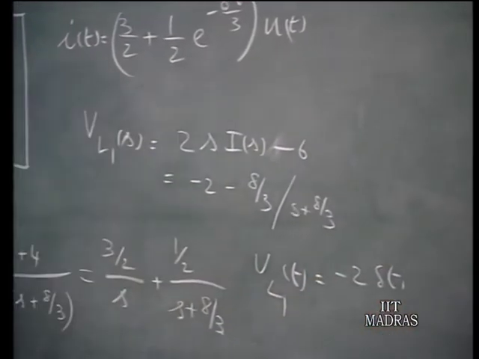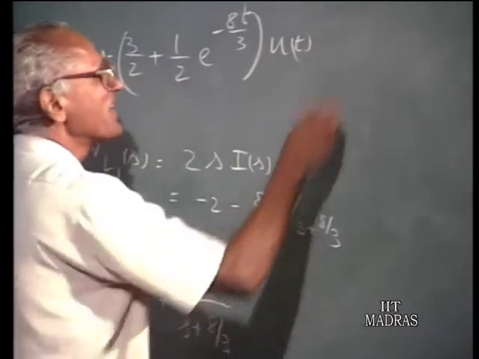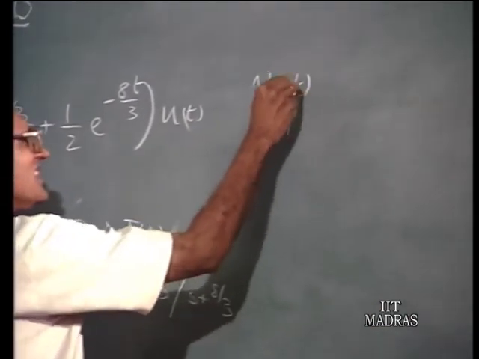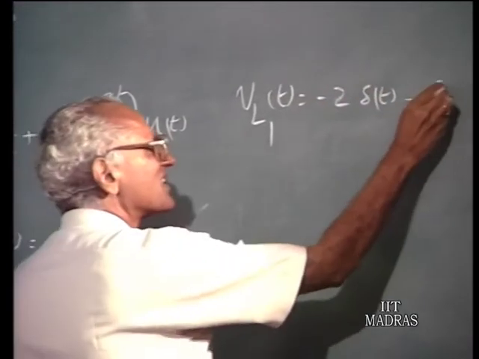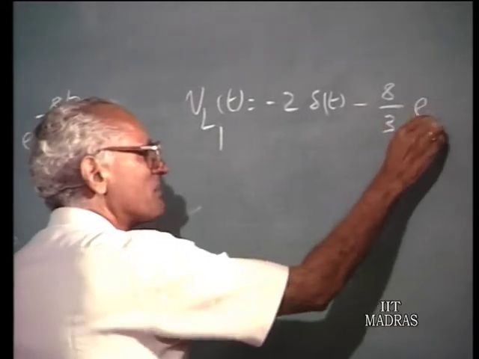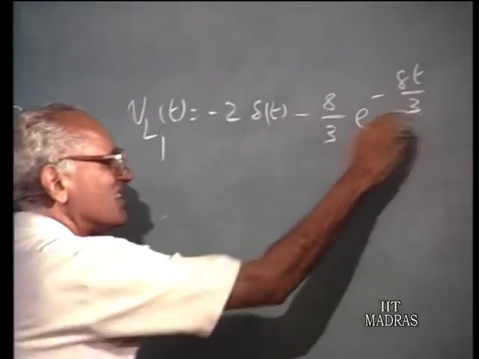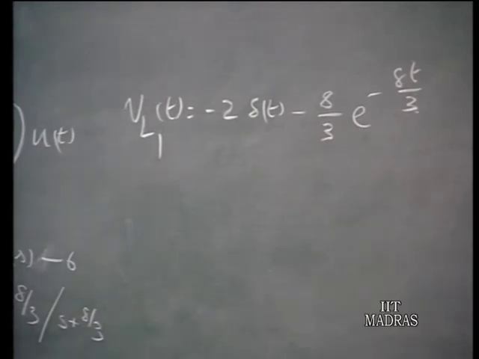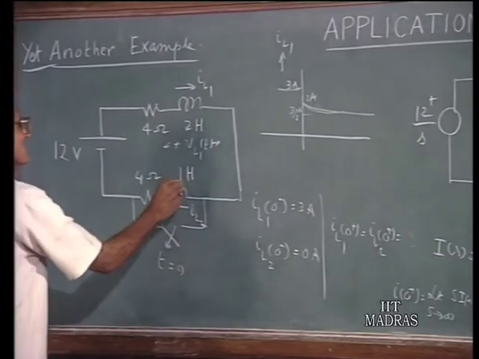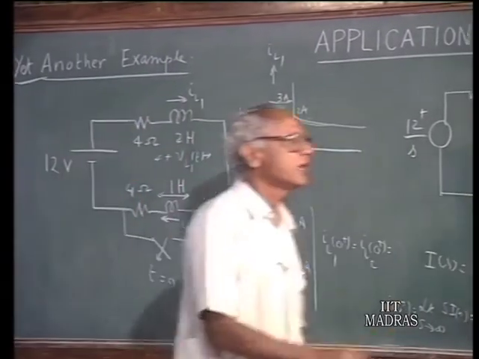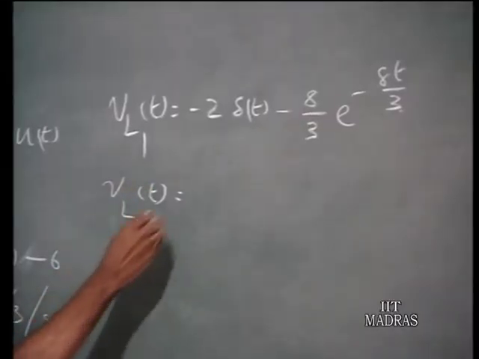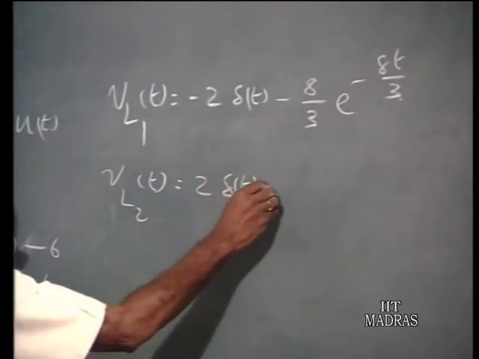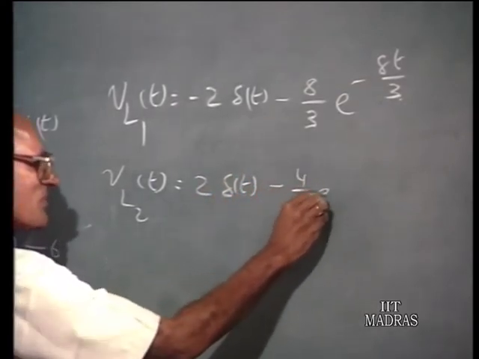I will write this separately here. VL1 of t is minus 2 delta t minus 8 by 3 e to the power of minus 8t by 3. And likewise, if you calculate VL2 of t, that is the voltage across this, between these 2 points, you will get the result 2 delta t minus 4 upon 3 e to the power of minus 8t upon 3.